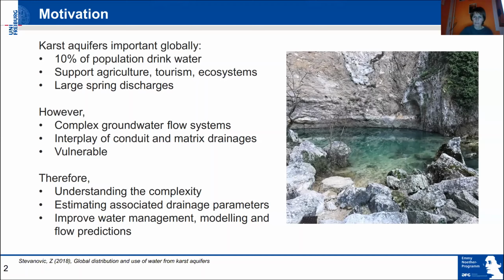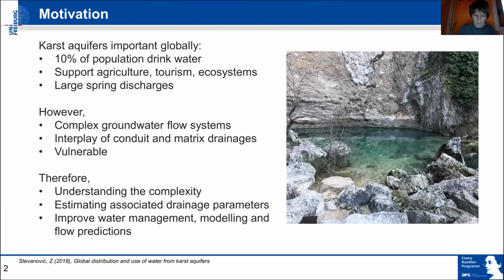And we all know that it's very complex with the flow between the conduit matrix interactions, and it can also be very vulnerable. So all this put together, that means we need an in-depth understanding of the karst aquifer system, how the groundwater flows and interacts. And by this, we should be able to have some kind of quantification, estimation of these drainage parameters. For example, in terms of vulnerability, in terms of pollution, if we have these kind of parameters, we'll be able to do a kind of temporal mapping on the pollution, transport, and the rest.